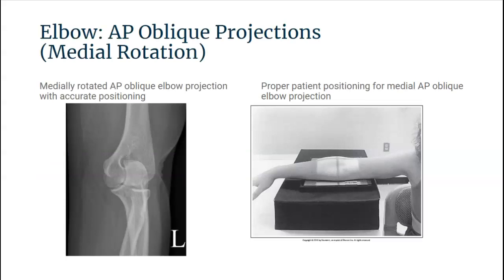Image analysis guidelines for the AP oblique projection, specifically with the medial rotation, state that the coronoid process, trochlear notch, and medial aspect of the trochlea are demonstrated in profile. 3/4 of the radial head should superimpose the ulna. The trochlea and coronoid process joint space is demonstrated as open. The coronoid process articulating surface is not demonstrated. The elbow joint should be demonstrated at the center of the exposure field.